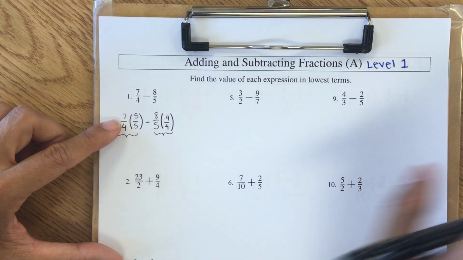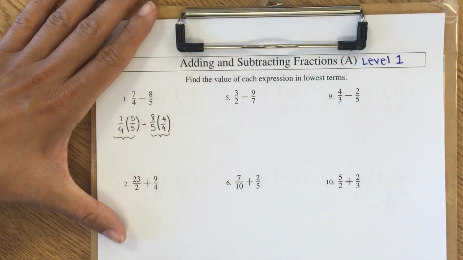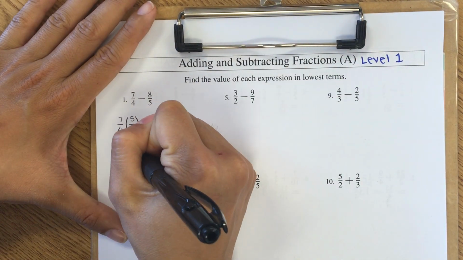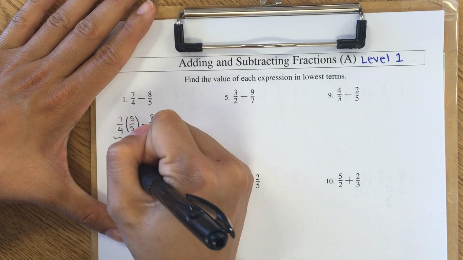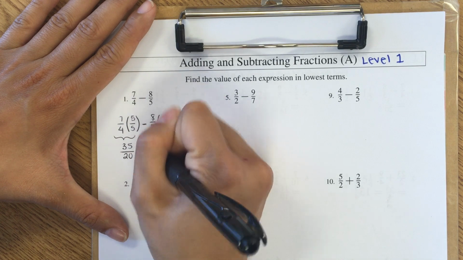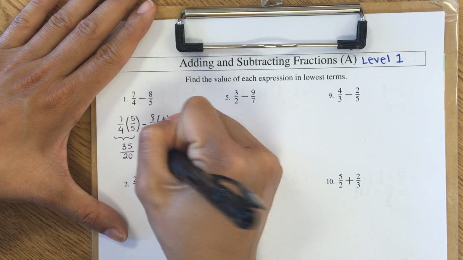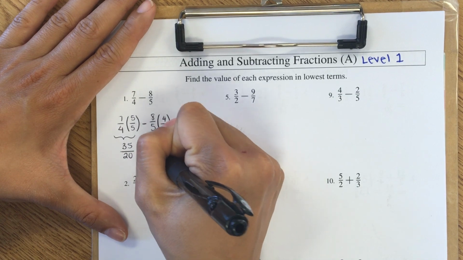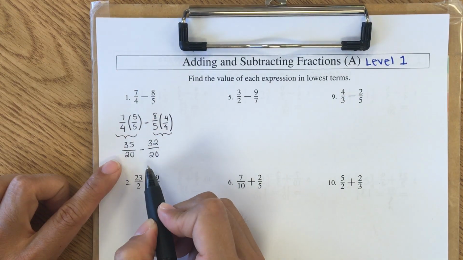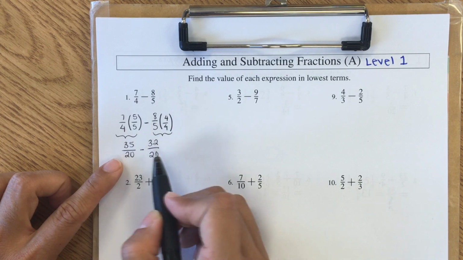So doing 7 times 5 will get me 35. So my fraction is 35 over 4 times 5, which equals 20, minus, keep the minus, 8 times 4, which equals 32, and 5 times 4, which equals 20. Now that you have the same common denominator, you can actually solve it now.